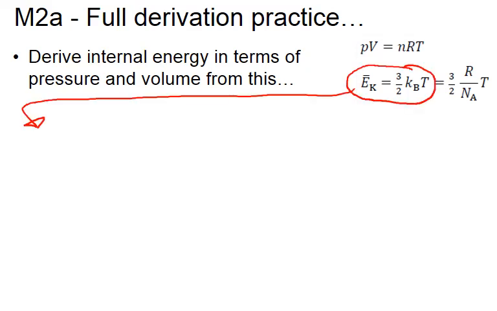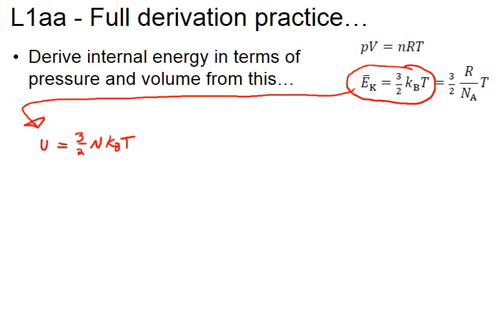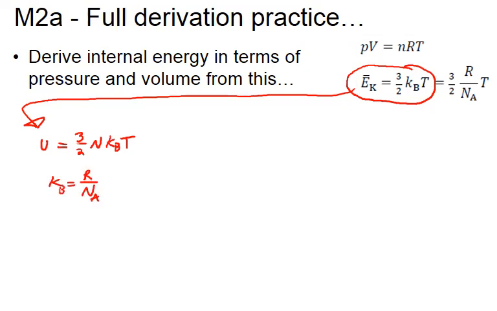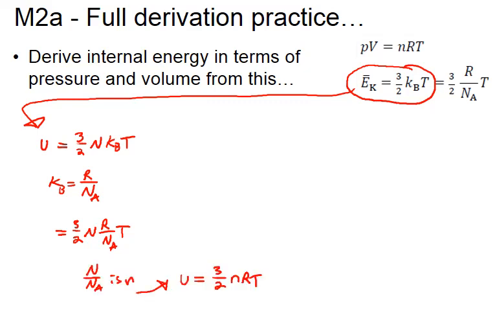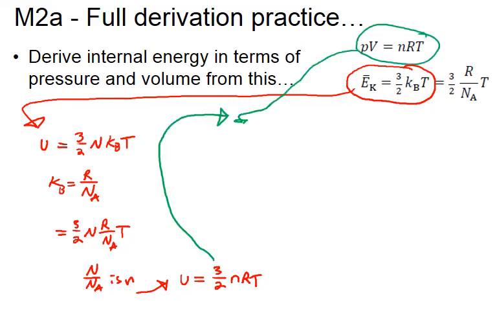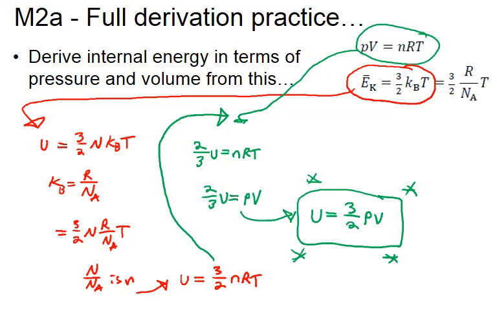You take the average kinetic energy, right? 3/2 N k_B T. We know that Boltzmann's constant is the gas constant over N_A, Avogadro's number. So 3/2 N times R over N_A, replacing for k. N over N_A is n, number of moles. So we have 3/2 nRT. We relate that to the ideal gas law. So we could place that in for nRT there, 2/3 U, and rearrange, then we get 3/2 pressure times volume is the internal energy.